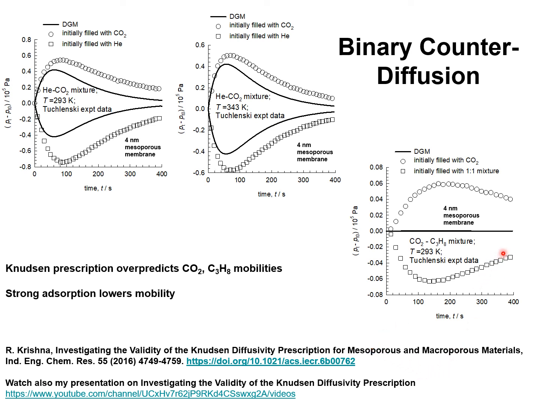This failure of the DGM, dusty gas model, in these three examples can be ascribed to the fact that the Knudsen prescription overpredicts CO2 and C3H8 diffusivities, and the adsorption strengths of CO2 and propane are not exactly the same. Consequently, the deviations for the dusty gas model are different in these two scenarios.